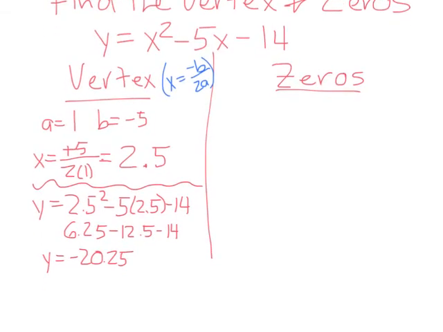So I'm just going to pull it up here a little bit. So what is my vertex? 2.5 comma negative 20.25. Okay, that's only half of my answer though, right? Because that's only the vertex part. I still need to find zeros.